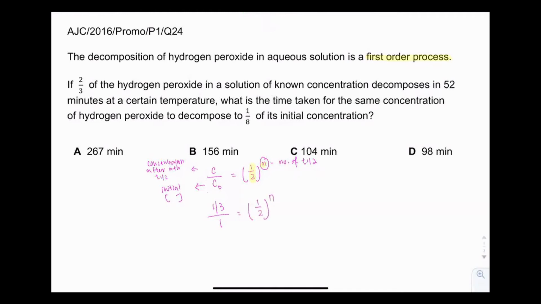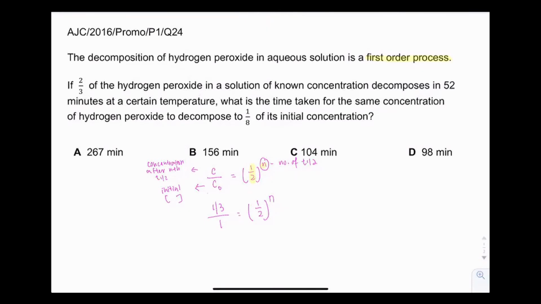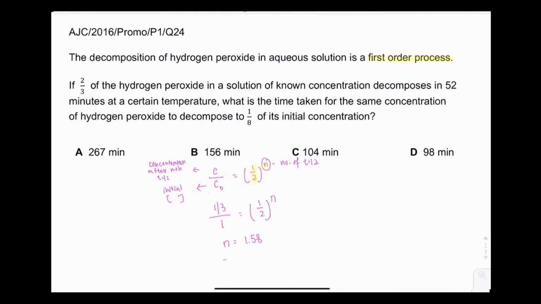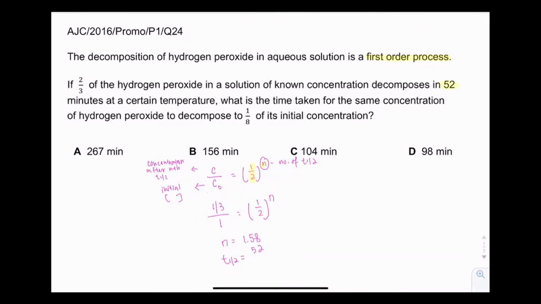So let's see how many half-lives it took. When you calculate it out, you get n equals 1.58. Therefore, it took 1.58 half-lives for the concentration of H2O2 to decrease to 1/3 of its initial value. So I divide 52 minutes by 1.58 half-lives, which is equivalent to 32.8 minutes, meaning it took 32.8 minutes to decrease to half of its initial value.